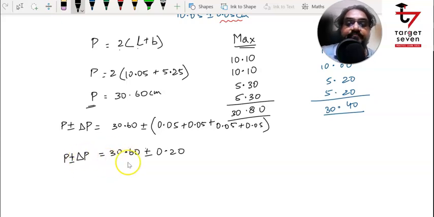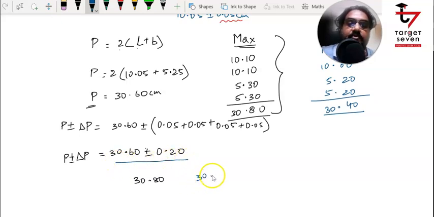If we now compare this range of the perimeter with the maximum possible value and the minimum possible value, we would notice that the maximum possible value here is in agreement with the maximum possible value as calculated in the section. Similarly, the minimum possible value of the perimeter based on this reported value comes out to be 30.40, again in agreement with the minimum possible perimeter as calculated over in this section.